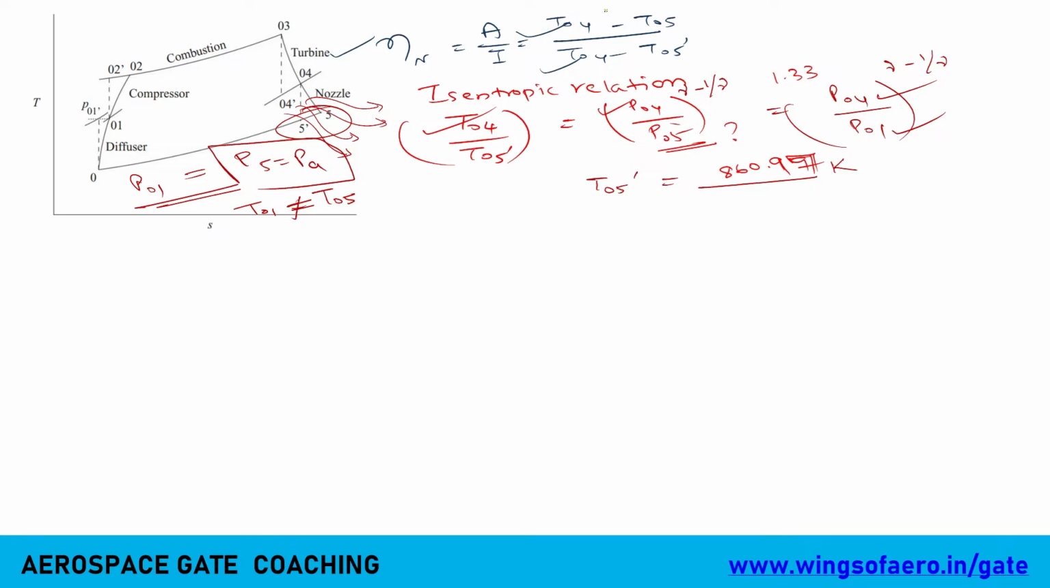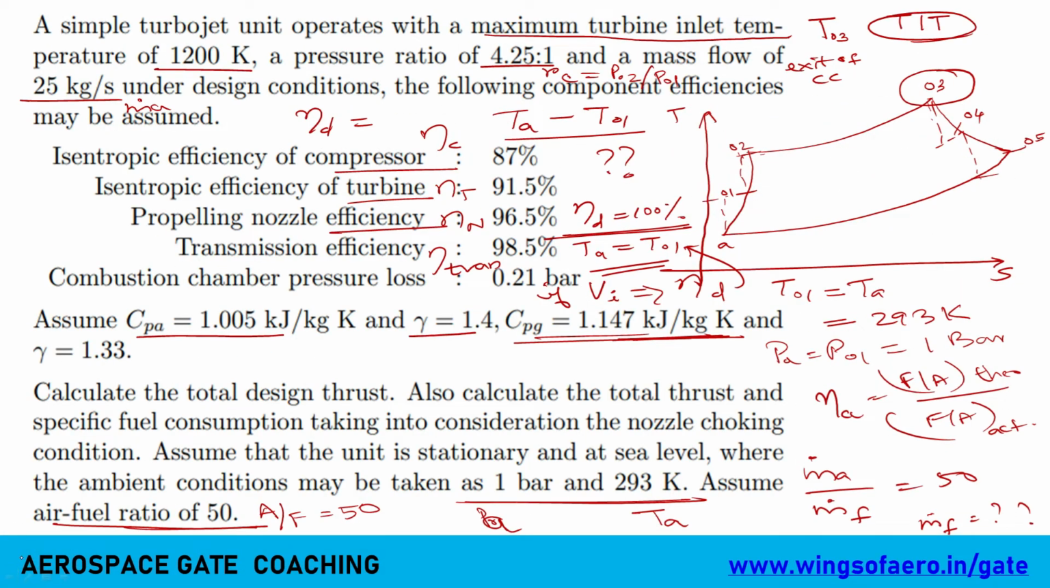Right. Now I think T05 is missing. We have done everything; T05 is missing. So you can simply substitute this T05 prime value here and find the value of T05. Okay, now after you complete this, let's look into the first thing, total design thrust.